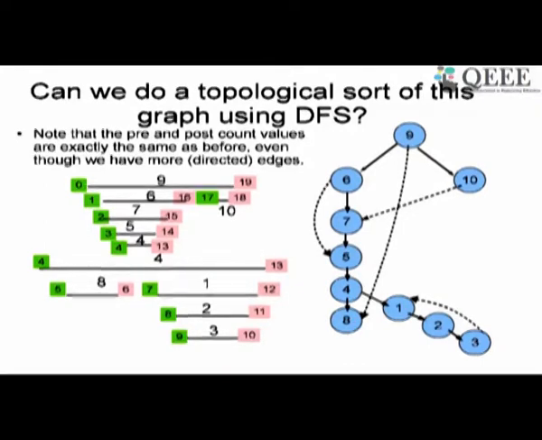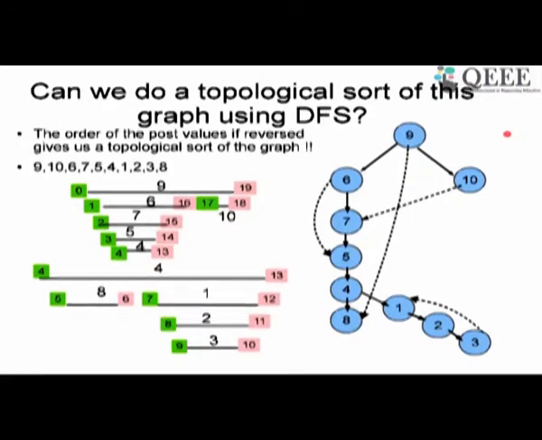So a very simple way to do topological sorting of the graph is to do a DFS traversal of the graph, keep track of the pre and post values, as we did last time, then list out all the nodes in the decreasing order of post values, and that listing of the graph by decreasing order of post values will automatically be a topological sort of the graph.